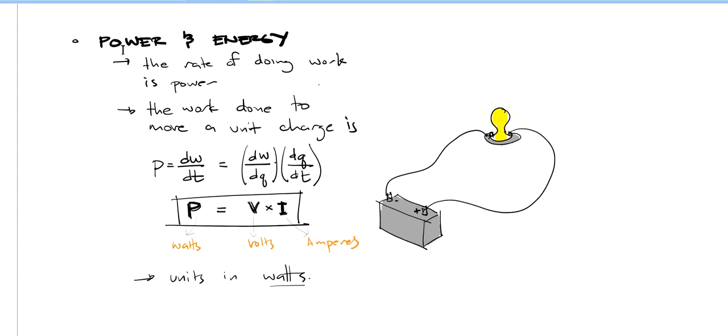Okay, so another quantity is the power and energy. When I say power, it's the rate of doing work. So that's the work per unit time, or the energy per unit time.